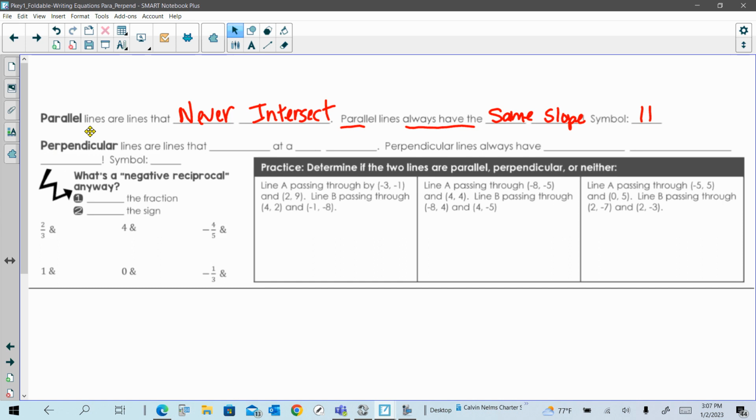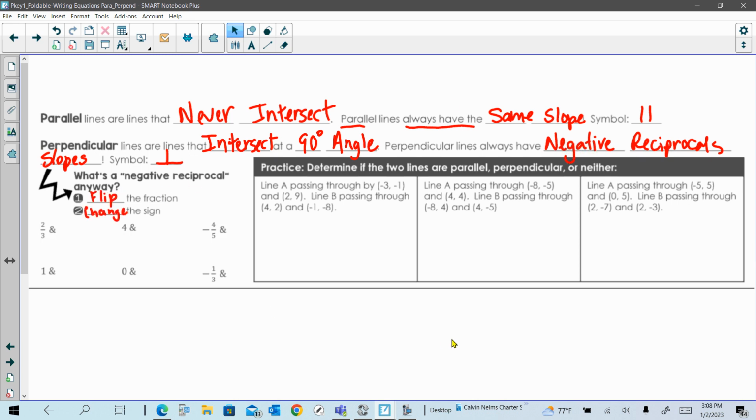Perpendicular lines are lines that intersect, but a special type of intersection. They intersect at a 90-degree angle, or a right angle. Perpendicular lines have negative reciprocal slopes, and the symbol for perpendicular is the upside down T. The thing you had to remember with negative reciprocal is first to flip the fraction and then change the sign. So what I wanted to see here is if you could remember how to do that.